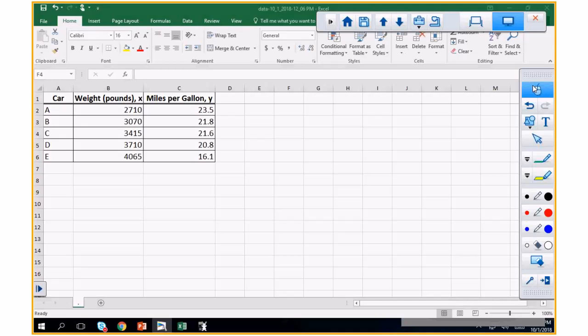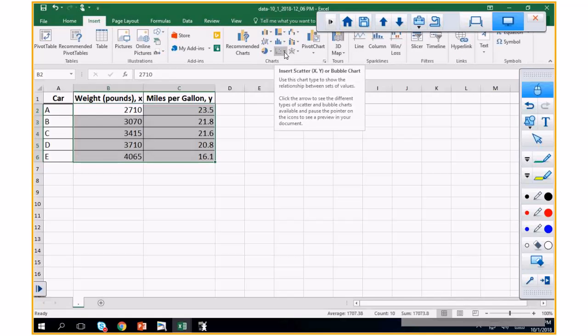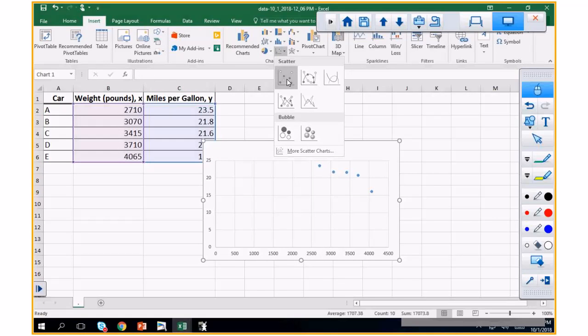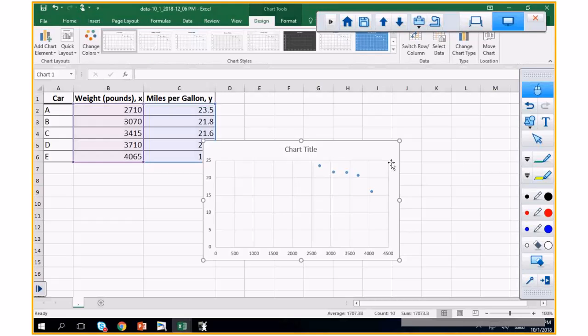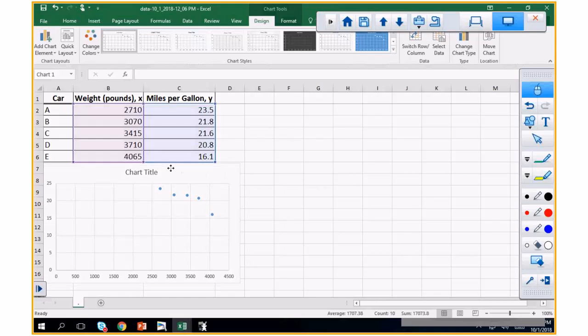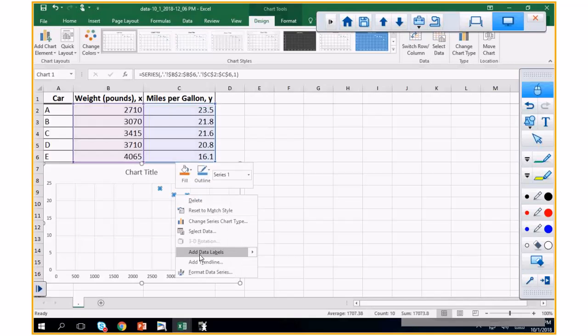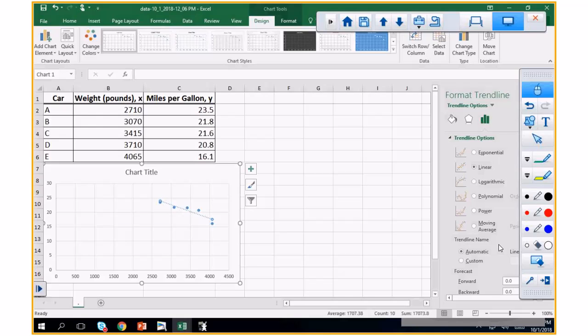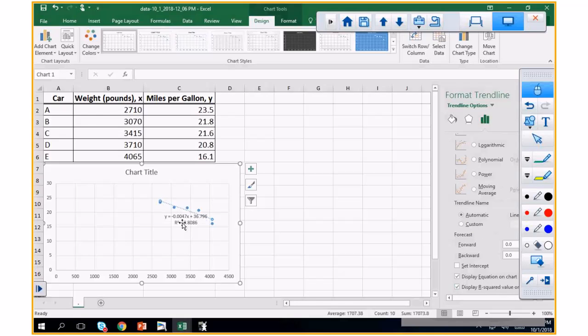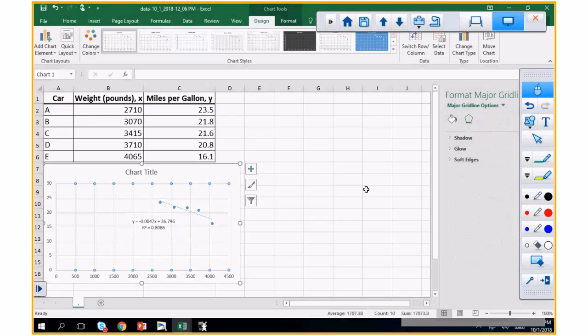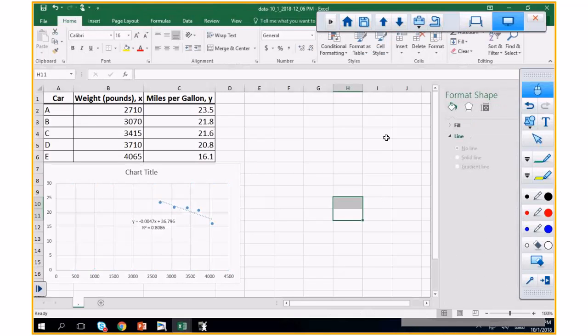Okay, so I'm going to highlight these two. You just got to learn how to highlight with your mouse. Just highlight those two rows. Insert. Go down right here, it'll say insert scatter. Click on the arrow and pick the one without lines, and then right click on one of the dots and add trend line, and scroll down and hit display, and there's your information. So write that down, what I just told you to do on the Excel spreadsheet.